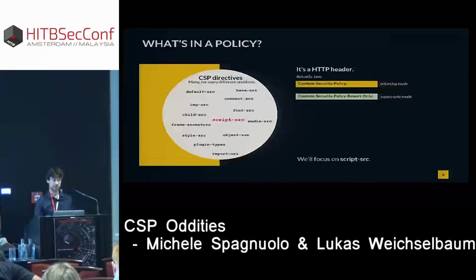There are many CSP directives for different types of content. For example, img-src controls images, media-src controls media, and then child-src, frame-src, plugin-types, style-src. But we'll mostly focus on script-src, because we are worried about cross-site scripting, which is the top web vulnerability.